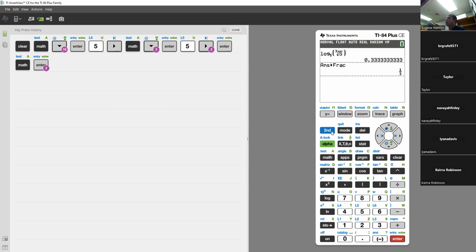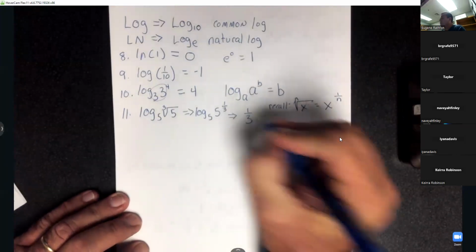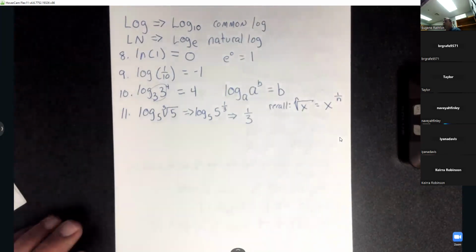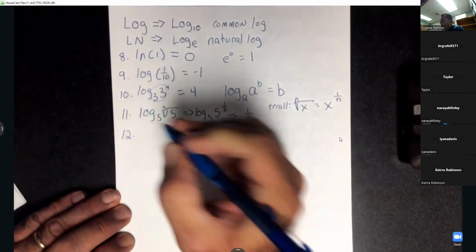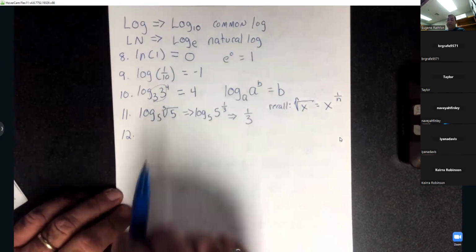Okay. So it goes back to that property. When the base matches the result to an exponent, the answer will be that exponent. So remember, the 5 matches the 5, so that exponent becomes my answer. So you just got to practice rewriting those, okay?